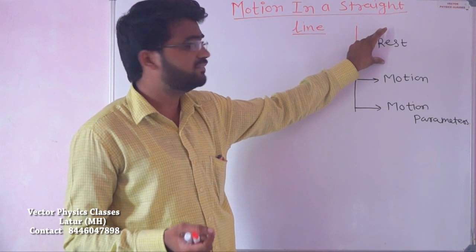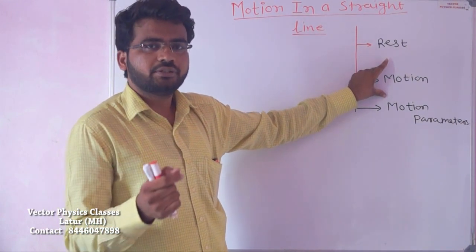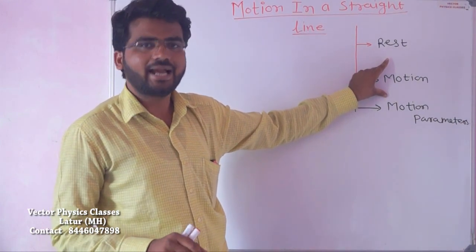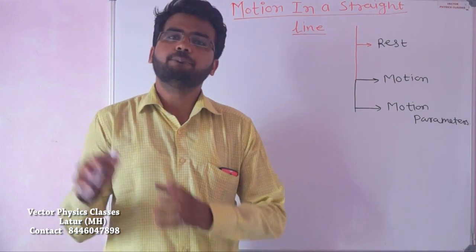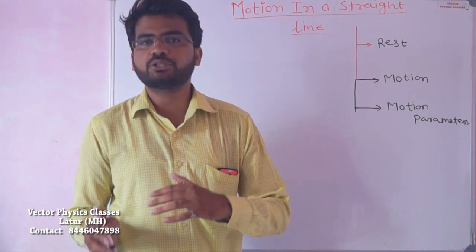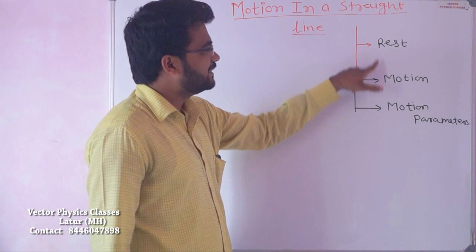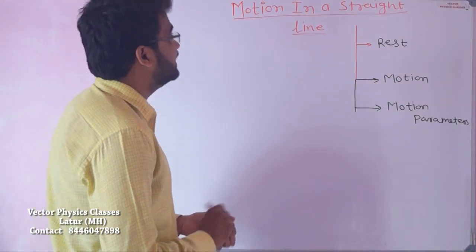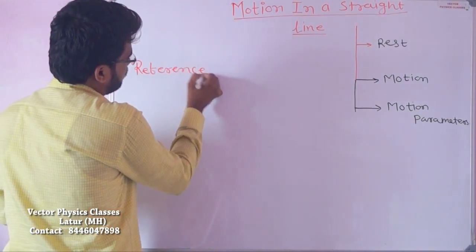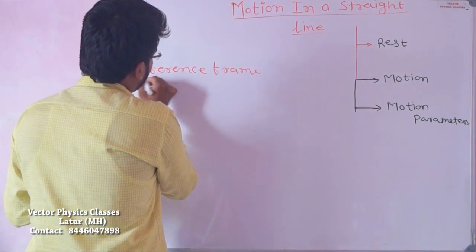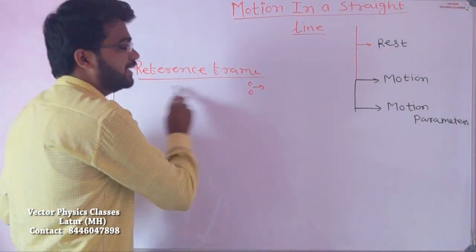So if you have not defined the reference frame, rest and motion have no use, right? That means a book is at rest with respect to the room, right? And the same book is in motion with respect to the moon because moon is changing its position with respect to earth or earth changing its position with respect to moon. Likewise, rest and motion has no meaning if we do not define what is called a reference frame.